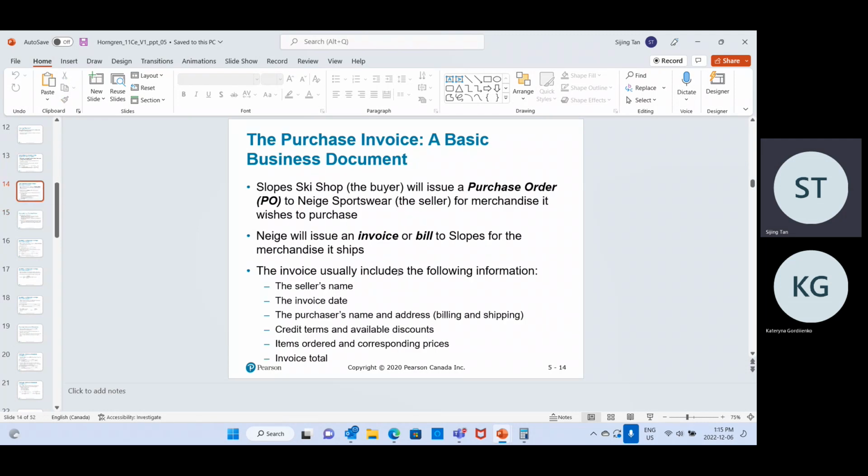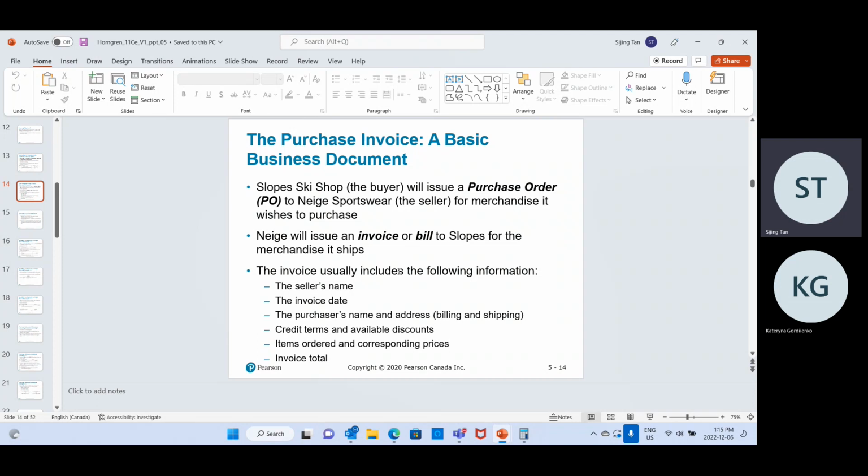Now, the examples we're using are from the Slope Ski Shop. That is the buyer. So the buyer issues a purchase order, which is a PO, to the Lage Sportswear, the seller, for merchandise they wish to purchase. It always starts with the purchase order. The Lage will issue an invoice or bill to Slope for the merchandise it ships, asking for money because they're the seller. Now the invoice, we have examples in our textbook to show you what the invoice looks like.